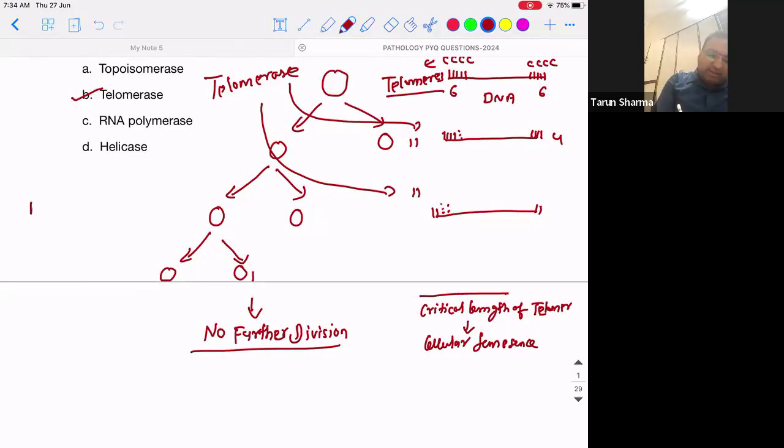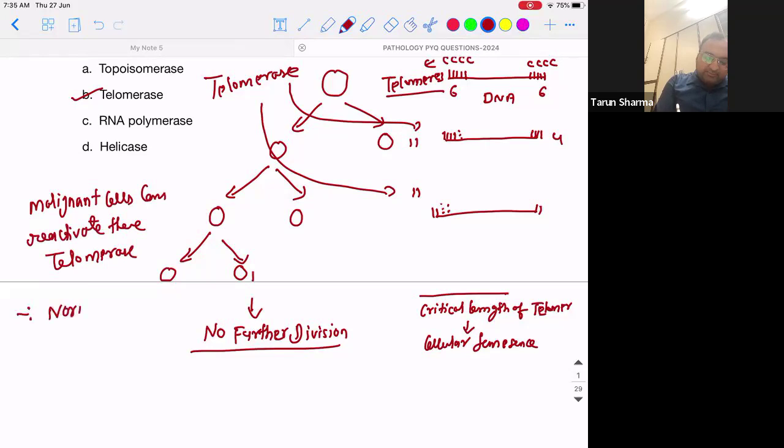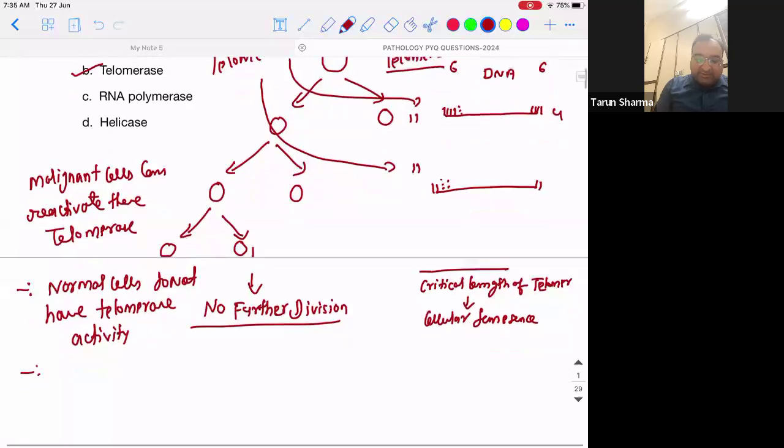So remember, malignant cells can reactivate their telomerase, while normal cells do not have telomerase activity at all. 0% activity. So is there any normal cell in our body which is having the telomerase activity?